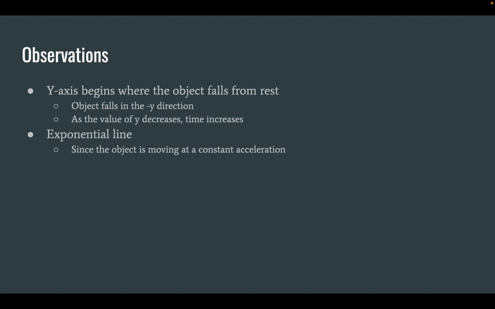Some observations were that in the tracker, the y-axis is where the object begins falling. As the value of y decreases, the time increases, which was seen in the graph. And the line is exponential as it is moving at a constant acceleration, which can be seen in Newton's second law.